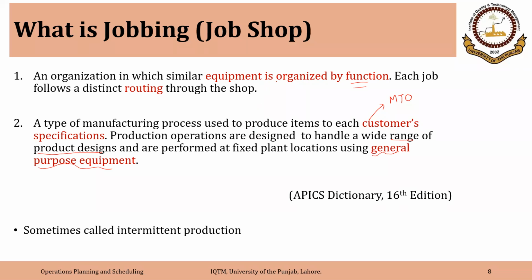So we will further go into detail of what is meant by a functional layout and what is meant by routing. This type of production system, job shop or jobbing, is sometimes also called intermittent production. Intermittent production because we are moving from one order to the other order, and the nature of product is the same, but the routing and the time spent on each order and the sequence is different.